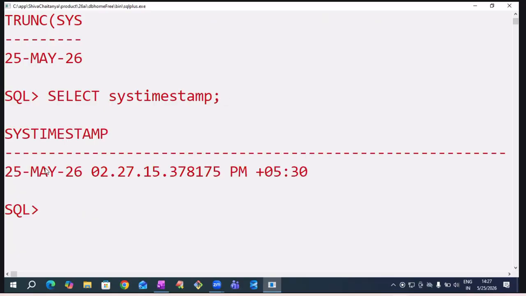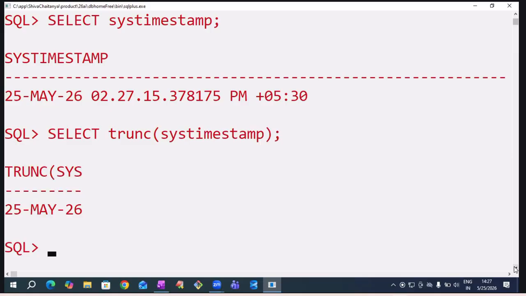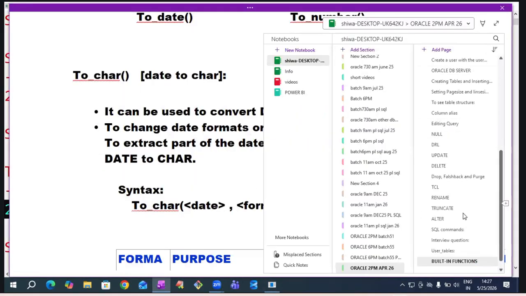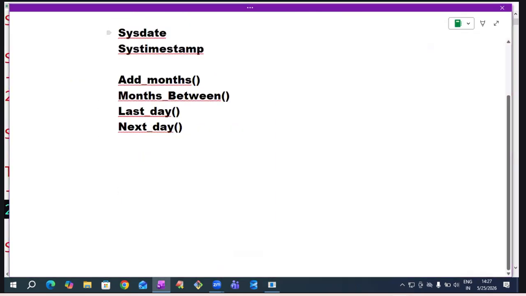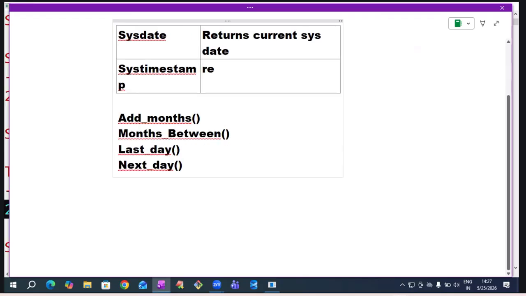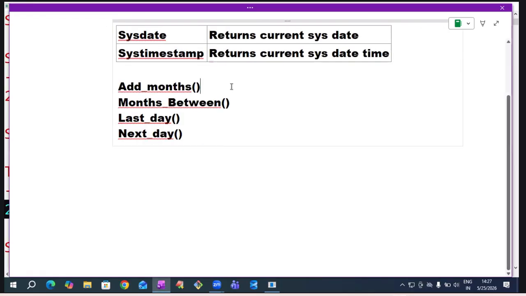Select system stamp. We are getting both date and time. I want to remove time. I want to get date only. So to get date only from date time, call the function trunk. Trunk of system stamp. We get date only. That's it, sir. This is about sysdate and systimestamp. Two functions are over. Sysdate returns the current system date. Systimestamp returns the current system date and time.